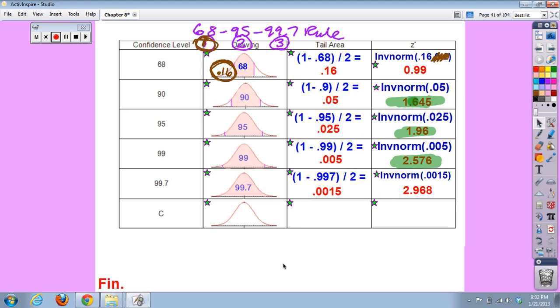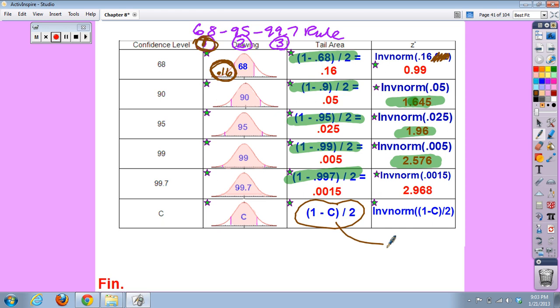Now, what if it's not any of those 5 that we just discussed? What if I gave you a custom confidence level? Then what you would have to do is pretend, here's your C%, whatever that is. To figure out how much is in the tails, you can hopefully see the pattern that's emerging here. The only thing that changes is the confidence level. So we always take 1 minus our confidence level, and we divide it by 2 to only talk about one of our tails. Whatever 1 minus C divided by 2 is, that's what you put into inverse norm. Then you can figure out the z-score that you need to use for that particular confidence interval.